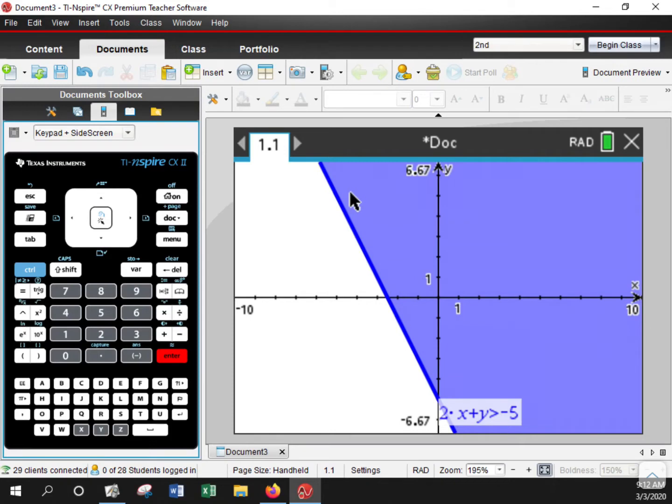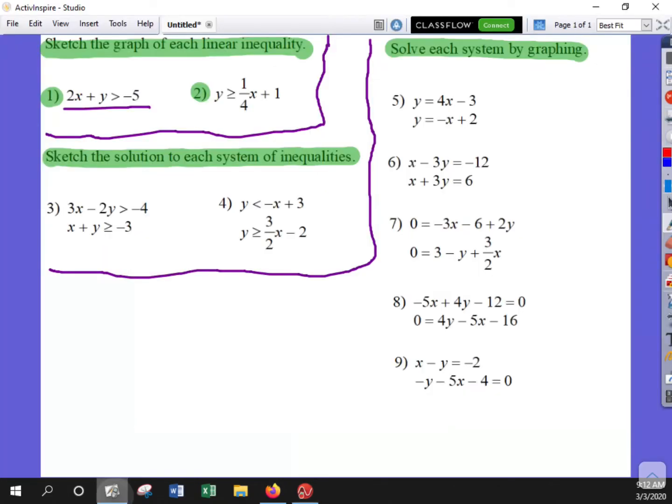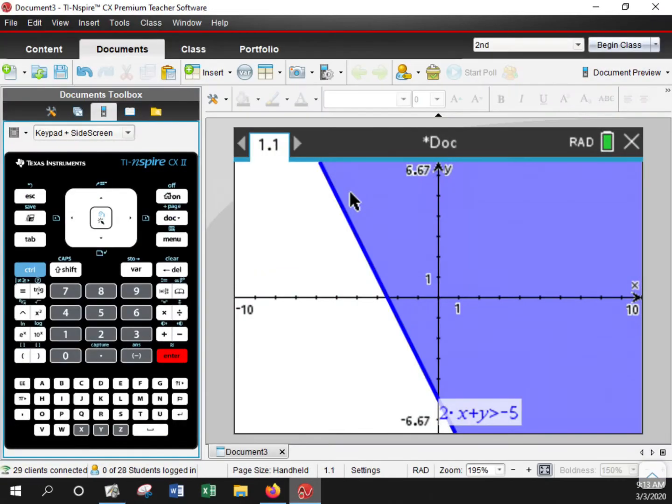Now, two things we have to pay attention to about the solution are whether our line is solid or dotted, and which side is shaded. It's very easy to see which side is shaded. It's the right side, not the left side. But it's hard to tell if it's solid or dotted. The calculator does something weird here, because right now it looks like it's solid. However, it's not equal to, so I know it should be dotted, because that's less than or greater than. Whereas if it's less than or equal to or greater than or equal to, that's when it's solid.